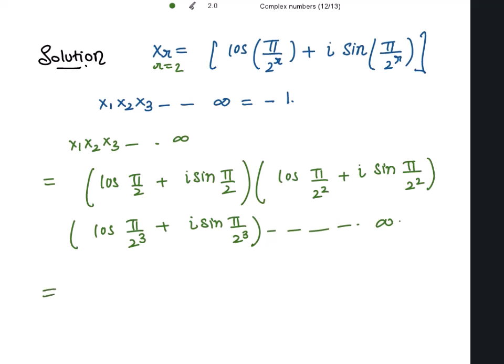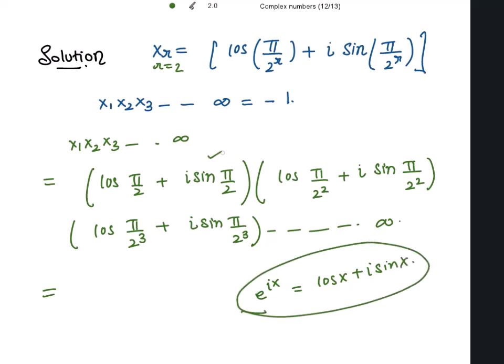Using the Euler's formula, what is that? E the power iota x is equal to cos of x plus iota sine of x, isn't it? I'm using this formula for the first bracket. Here x is equal to pi by 2 for the first bracket. So I can write this as e the power iota pi by 2. Can I write like this?